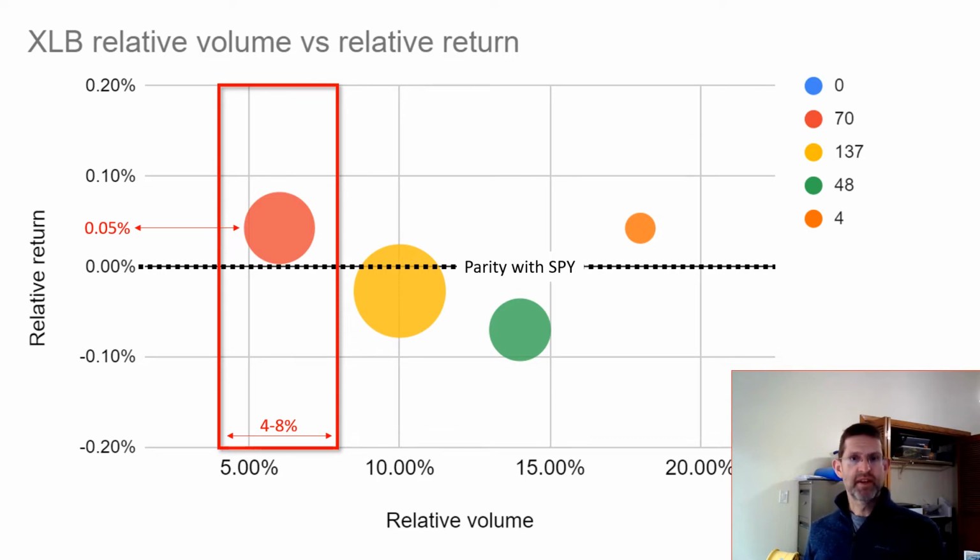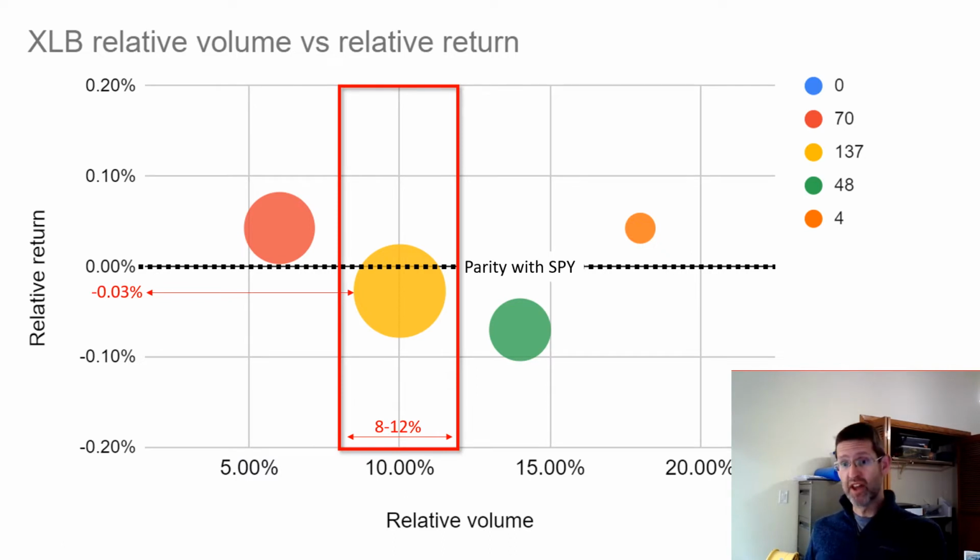Okay, so now what do the dots mean? This chart is basically a two-dimensional histogram. We have about 260 trading days in the sample set. Let's consider the red dot first. On 70 of those 260 trading days, XLB's relative volume was between 4 and 8% of SPY. In those 70 days, the relative return was positive 0.05%. In other words, you have a 0.05% per day edge being long XLB versus SPY in those 70 days. It doesn't seem like much, but over 70 days, that provides a 3.5% edge over the SPY.